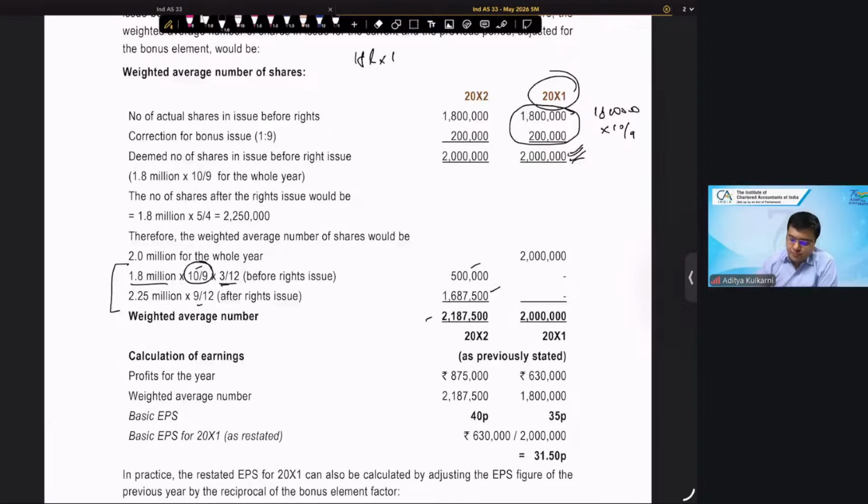You take 18 lakhs into 10/9, that comes to 20 lakh shares, na? Yes sir. So we have taken 20 lakh only here, isn't it? Only thing is it is presented differently. It is shown as 18 plus 2. You could have done 18 into 10/9. That is also fine. Is it okay?